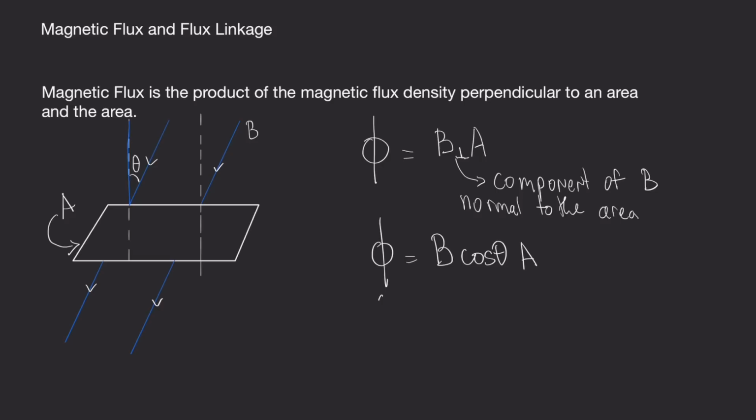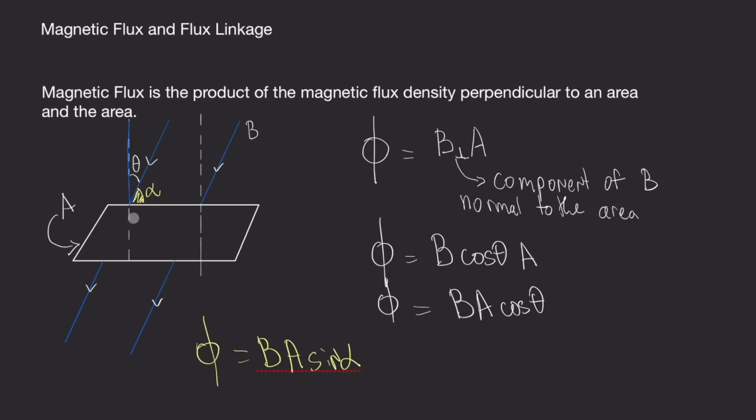In practice, this is very often written as BA cos of theta. Now, something which is really important, which doesn't happen very often: if we're given this angle here, let's call it alpha, then phi will just be given by BA sine of alpha. Or you could find alpha by taking theta away from 90 degrees, and this will also work.